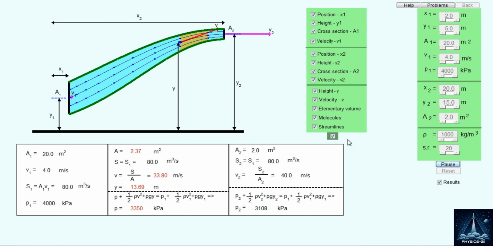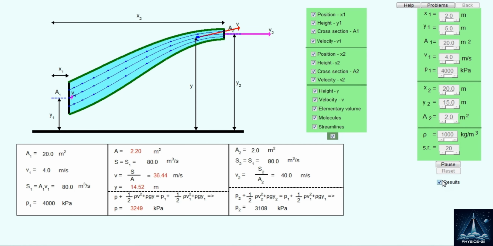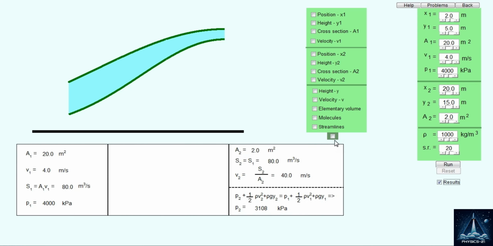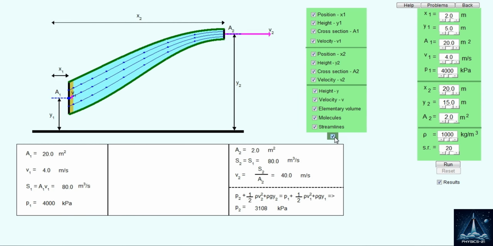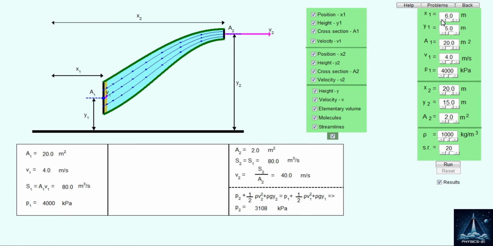We can interrupt the motion simulation. We can hide the vector quantities of the phenomenon. We can hide the results table. We can reset the simulation to its initial environment. We can select various combinations of parameters and study the simulation.